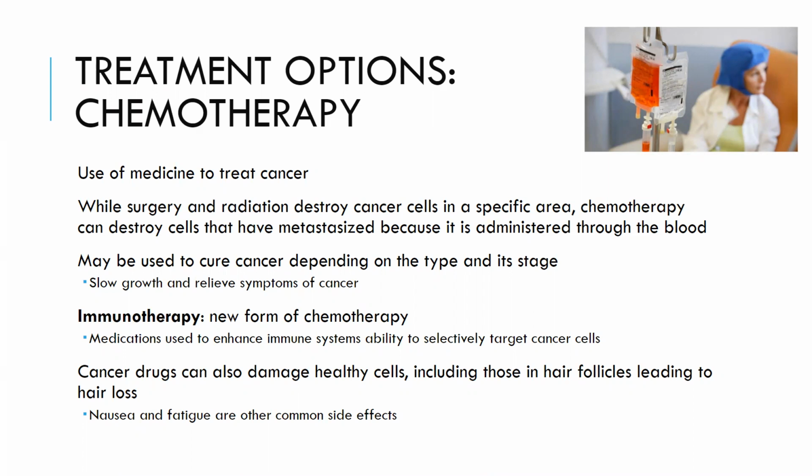Immunotherapy is a new form of chemotherapy, and this is medication that is aimed at enhancing the immune system to selectively target cancer cells versus chemically destroying cancer. So, chemotherapy is basically using chemicals to destroy cells, including cancer cells, versus immunotherapy is aimed at bolstering the person's immune system so that their immune system can kill the cancer cells themselves. Cancer drugs can also damage healthy cells, including those in the hair follicles, which, as I mentioned before, lead to hair loss. Nausea and fatigue can be common side effects as well.